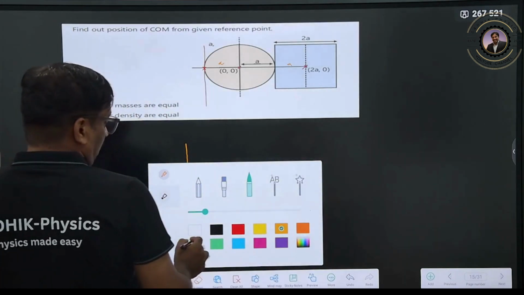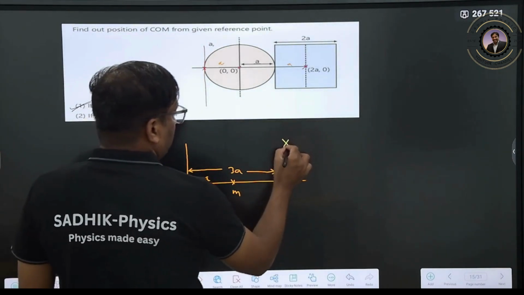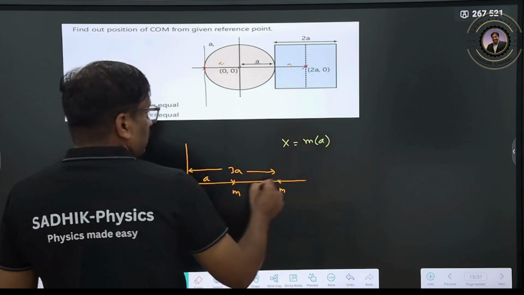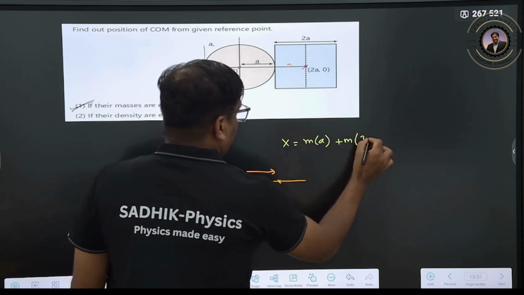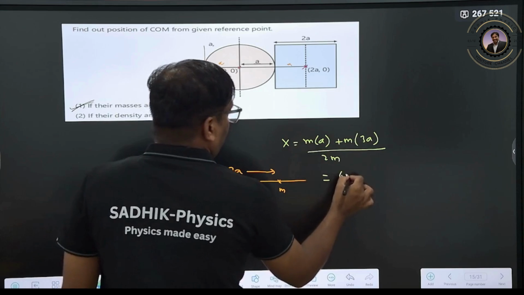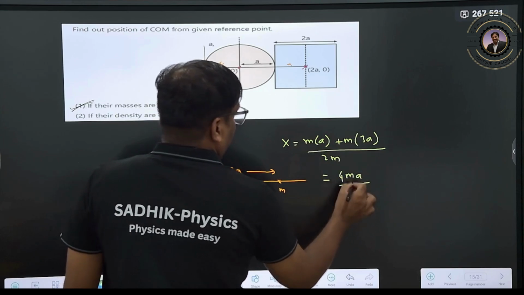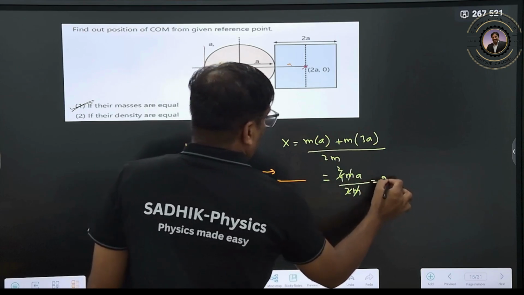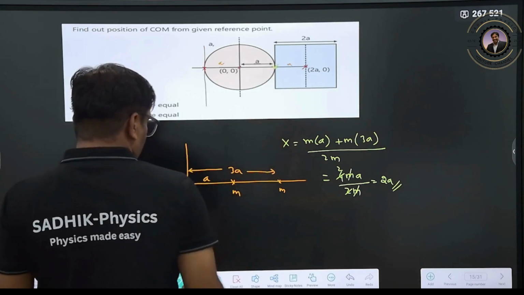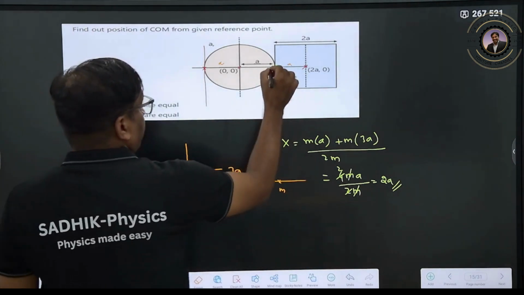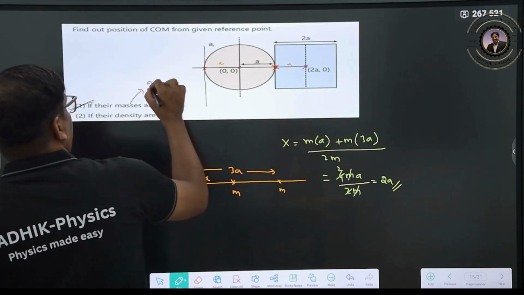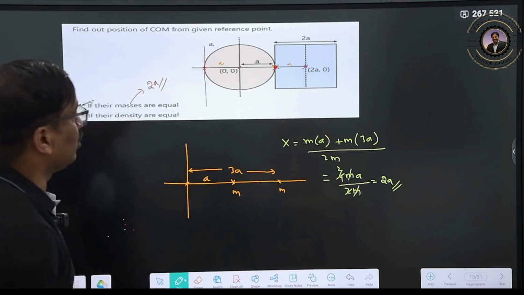Now we can calculate it. For these points, xcm is m into a plus m into 3a, divided by 2m. What will you get? 4ma divided by 2m, the m gets cancelled out, therefore 2a. So 2a means the center of mass is going to lie exactly at this point. If the masses are equal, it falls exactly at 2a.